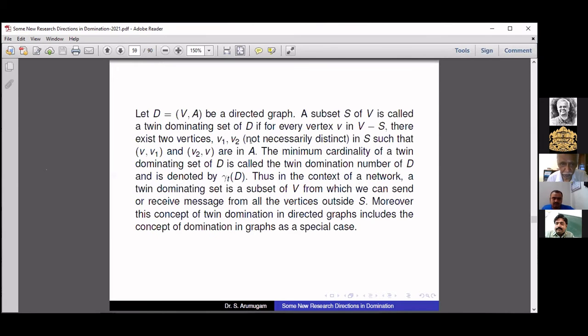In a directed graph, take a subset S of V. S is called a twin dominating set if for every vertex v in V minus S, there are two vertices in S, maybe the same or not necessarily distinct, such that one arc comes into v and another goes out of v. So v1 comes into v and v2 goes out of v. V is the tail of one arc and head of the other arc.